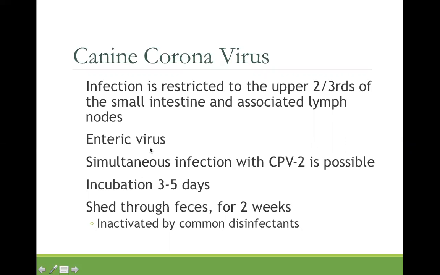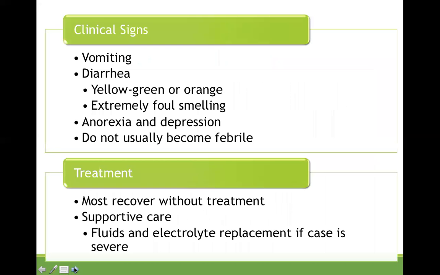This is an enteric virus. Incubation is about 3 to 5 days, and it is spread through feces. Common disinfectants can clean it. Vomiting and diarrhea, although it can tend to be more yellow-green. Like I told you, parvo is a very distinct grayish tan, bloody, foul smelling. Believe it or not, I know all diarrhea is considered foul smelling, but this one is going to have a different smell. This can go from anorexia to depression, although they aren't typically febrile, whereas with parvo, they typically will be febrile.